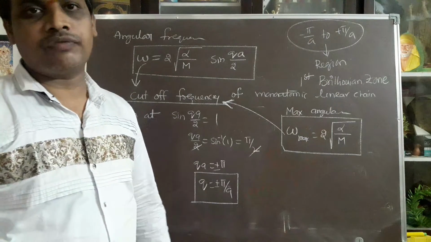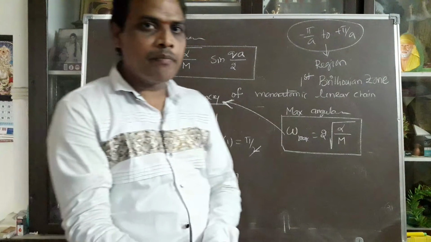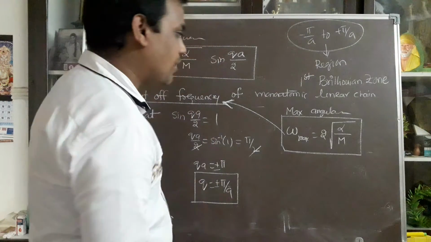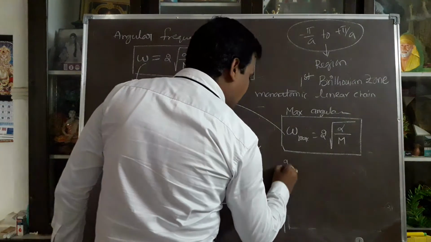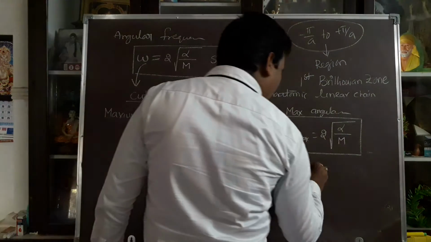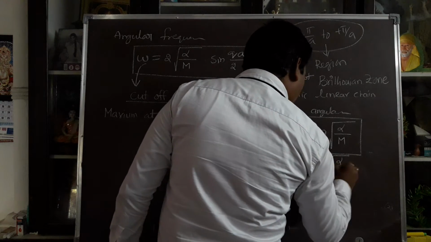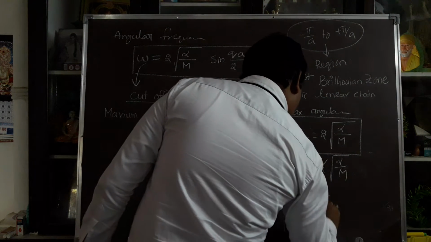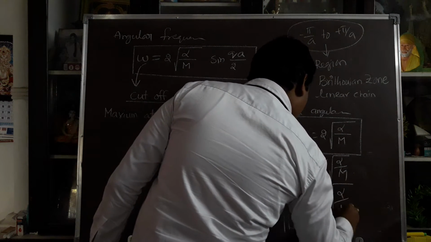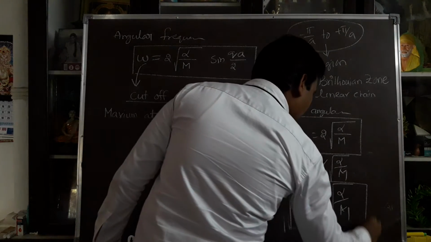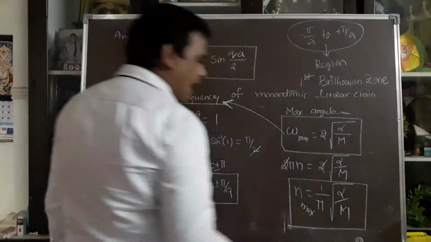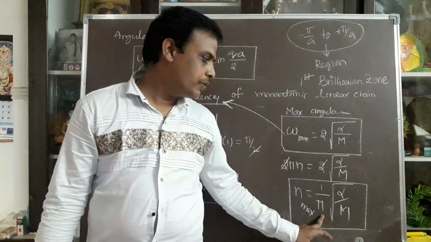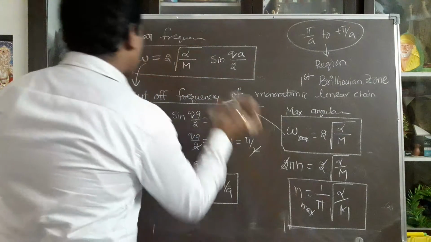What is the maximum frequency? What is the definition of frequency? The number of waves per unit interval of time. So omega in terms of normal frequency can be written as 2 pi n. So 2 pi n is equal to 2 into square root of alpha by m. On both sides 2 gets cancelled. Then normal frequency n is equal to 1 by pi into square root of alpha by m. This is the maximum normal frequency, the cutoff frequency in the monoatomic lattice: 1 by pi into square root of alpha by m.